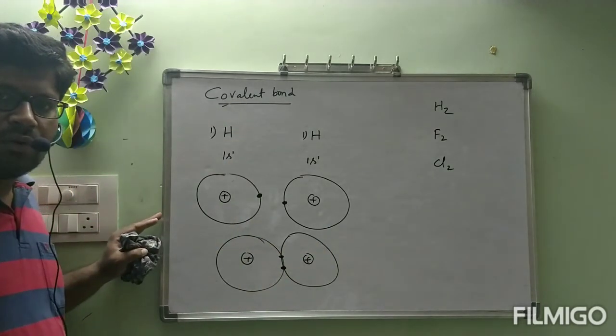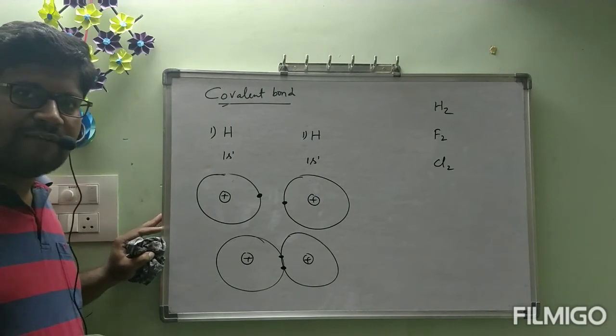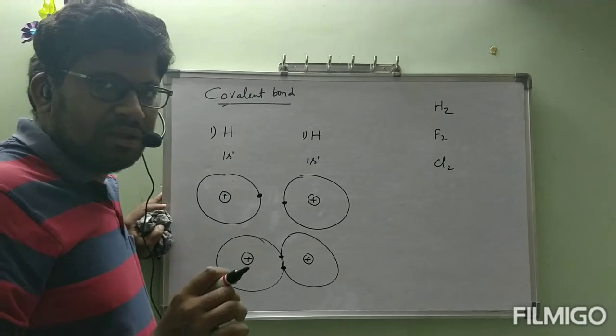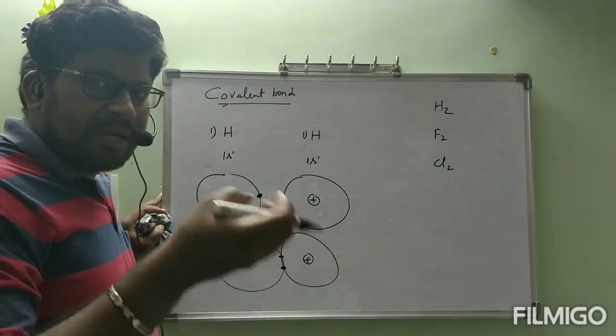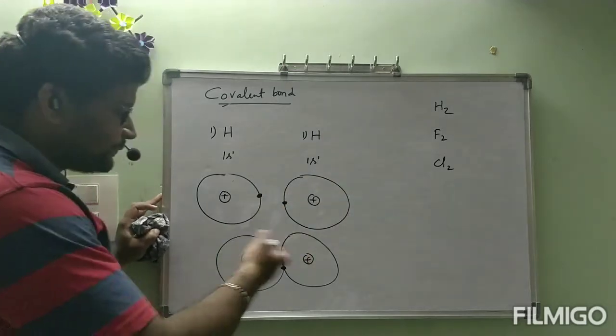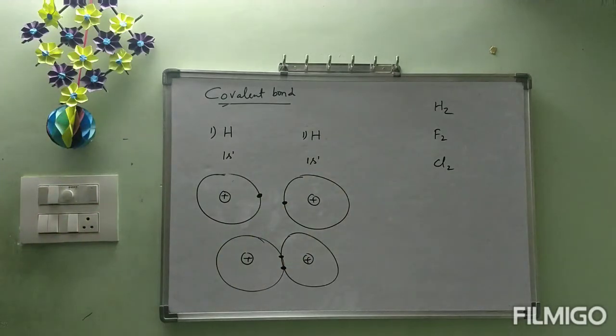By this sharing, the new type of bond that is formed is called covalent bond. Co means contribution, valence means outermost electrons. They will be contributed by the atom individually, one electron each, and the bond is formed. Observe the diagram, all of you.